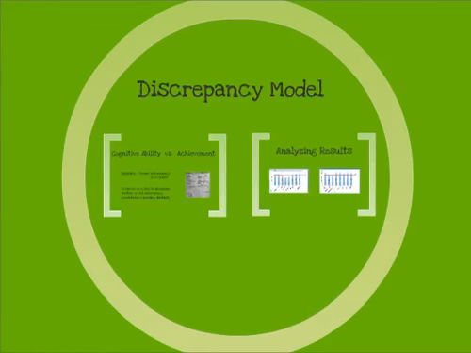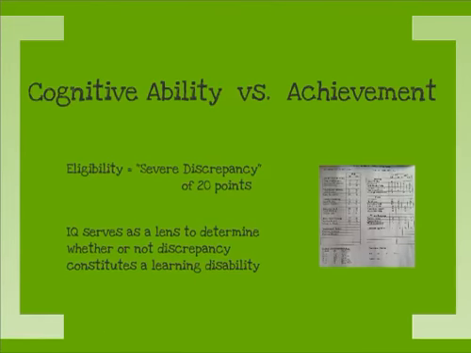The discrepancy model is the traditional method for identifying learning disabilities. And really, it's all about cognitive ability versus achievement, and looking for a gap between what a person should be able to do based on their cognitive ability versus how they actually perform in a number of categories. And IQ is generally considered the measure of cognitive ability. Achievement is measured with any number of achievement tests like the Woodcock-Johnson, which is the most common.